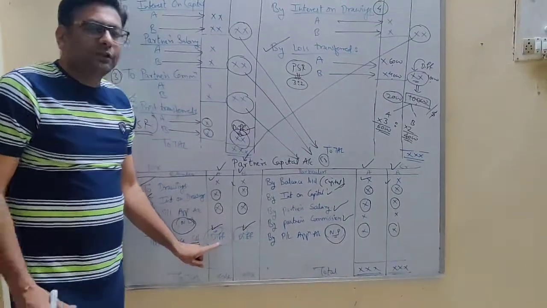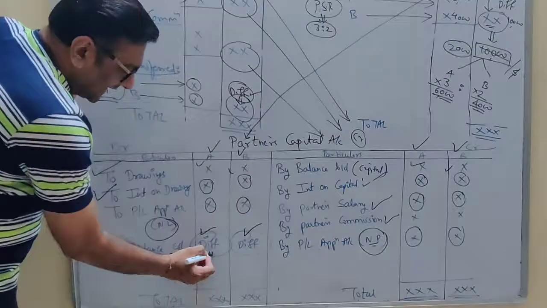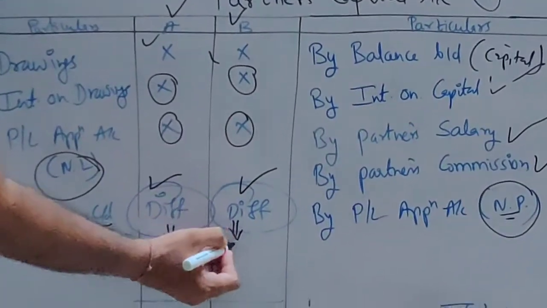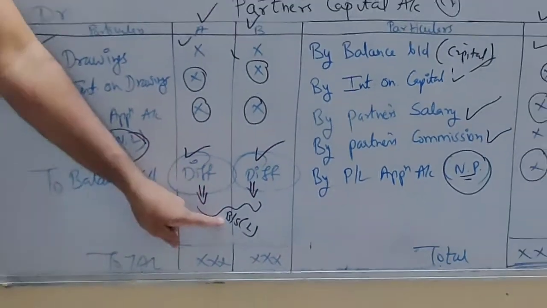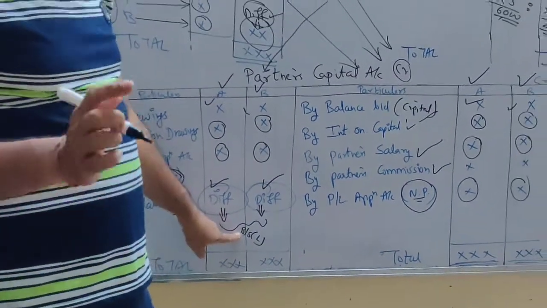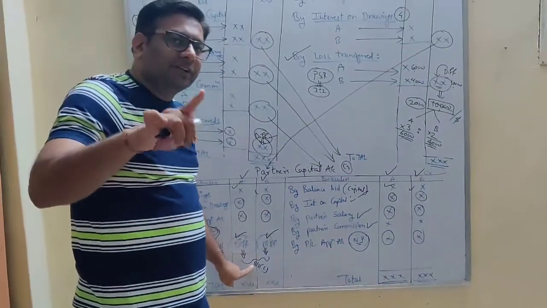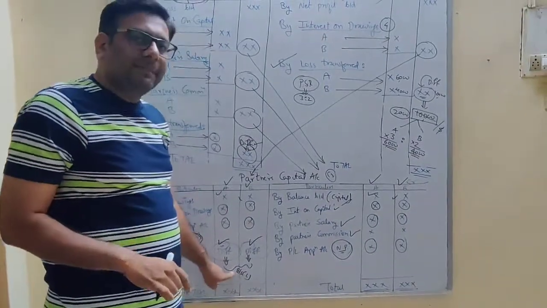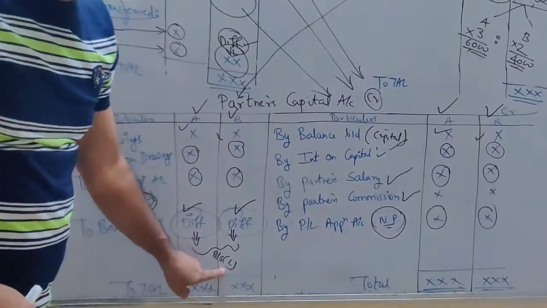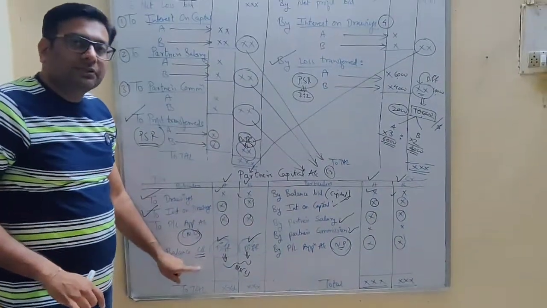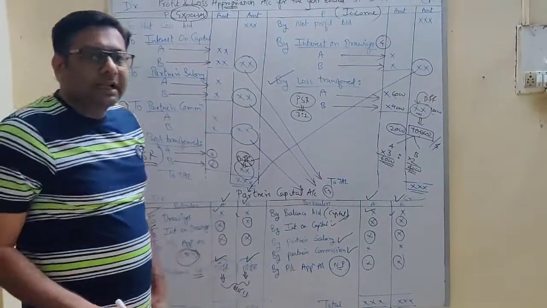Now these differences you write in the balance sheet. Where to write these differences? You write it in the balance sheet on the liability side. We have done the balance sheet format in the previous video. There I have written partners capital account. So these are the balances which you put in the balance sheet liability side. Am I clear with this concept, students? Thank you, students.